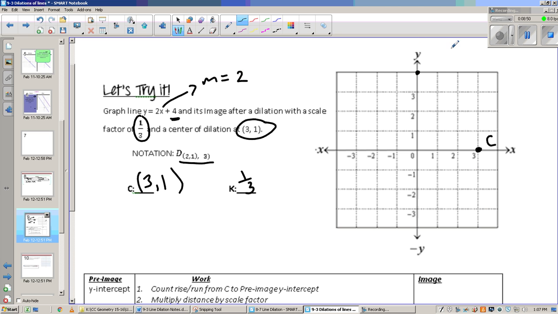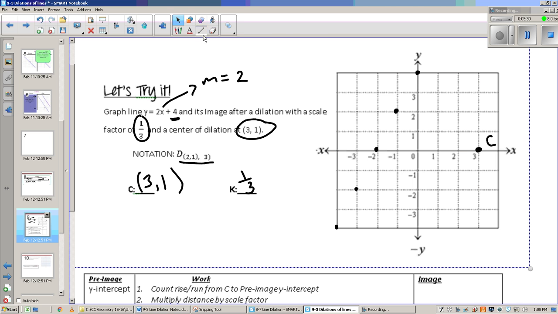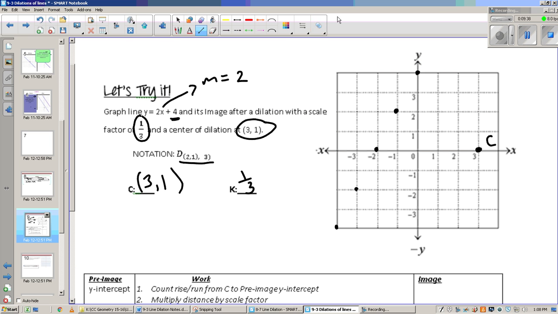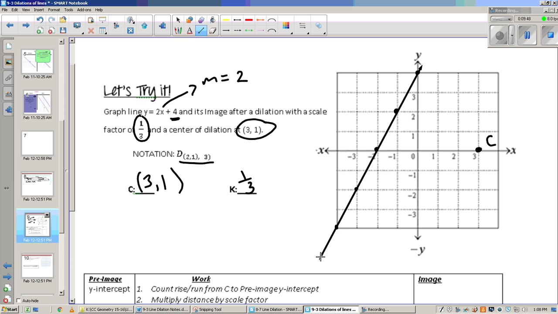I'm going up 2, to the right 1, up 2, to the right 1. If I'm going backwards, I'm going down 2 to the left 1. That's how I'm going to graph my line here. Down 2, left 1, down 2, left 1. So here's my line. Let me connect it. Okay, so here's my line. This is the original line, so this is my pre-image. Now I want to graph my image.